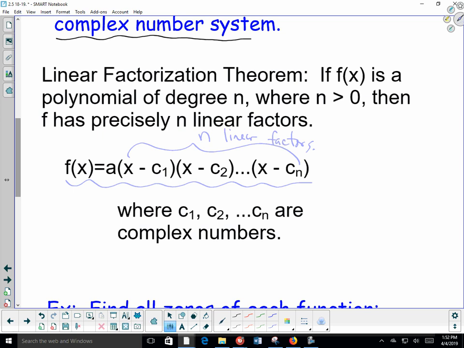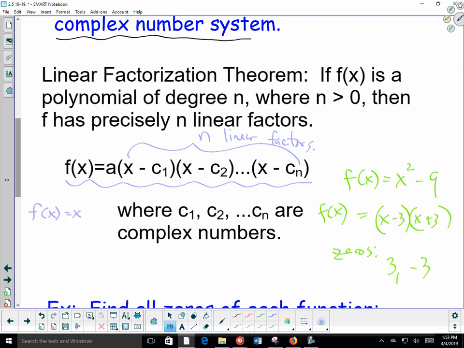Everybody with me? Okay, so here's a quick example of a function. Let's say I had x squared minus 9. I know that I can factor that into linear factors. What would that factor into? X minus 3, x plus 3. And I also know that the zeros would be 3 and negative 3. Are we okay with this? What was the degree? How many zeros did we get? 2. How many linear factors did we get? 2.